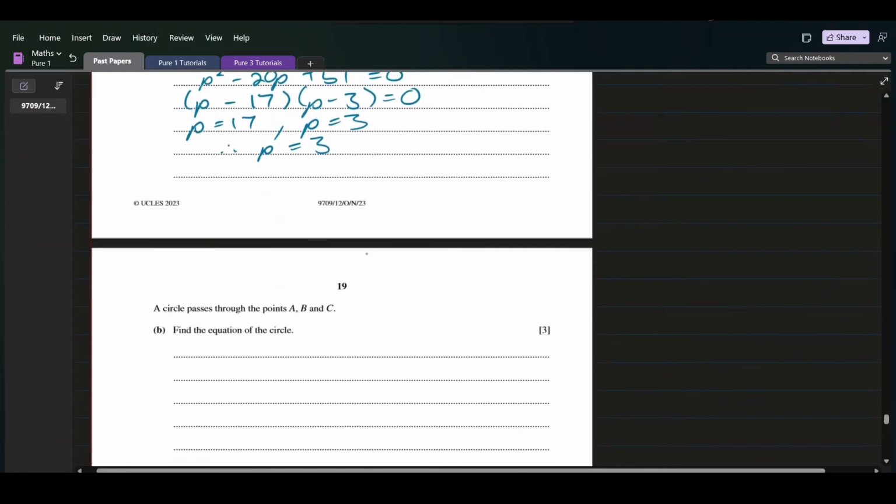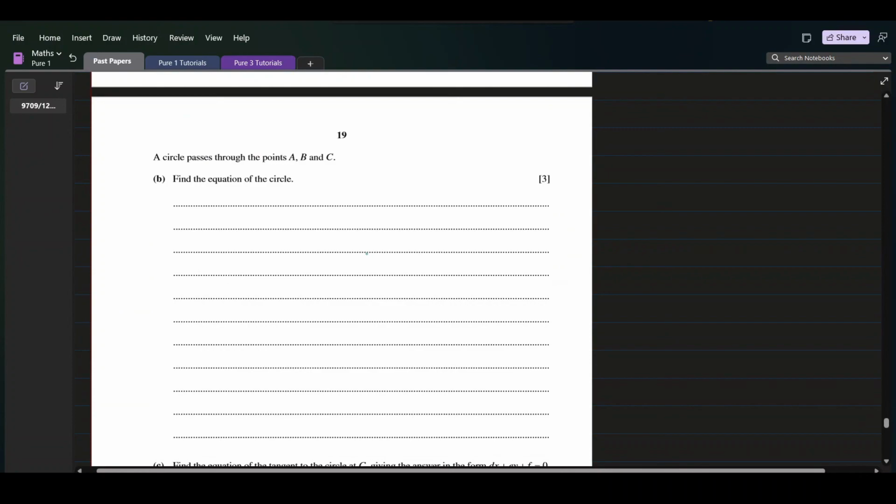Let's move on to part B. A circle passes through the points A, B, and C. Find the equation of the circle. Okay, so we have our circle.